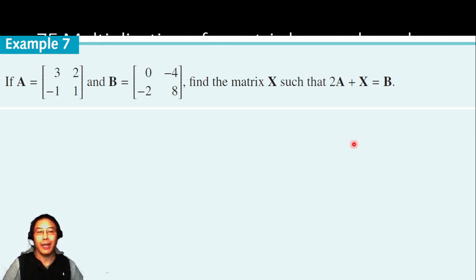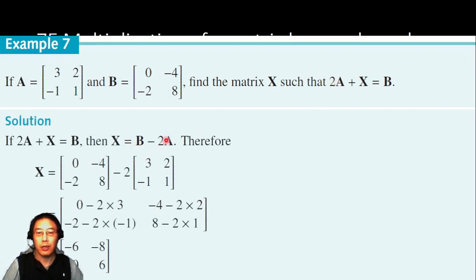So here we're combining adding and multiplication by a scalar. So we have 2a plus x equals b. We want to find x, so we can apply our order of operation by transposing 2a, which is what we have here. We substitute by the respective matrix. We multiply, we do the order of operation, so the multiplication by a scalar first, and then adding. We can combine that as one operation, and here is the matrix answer.